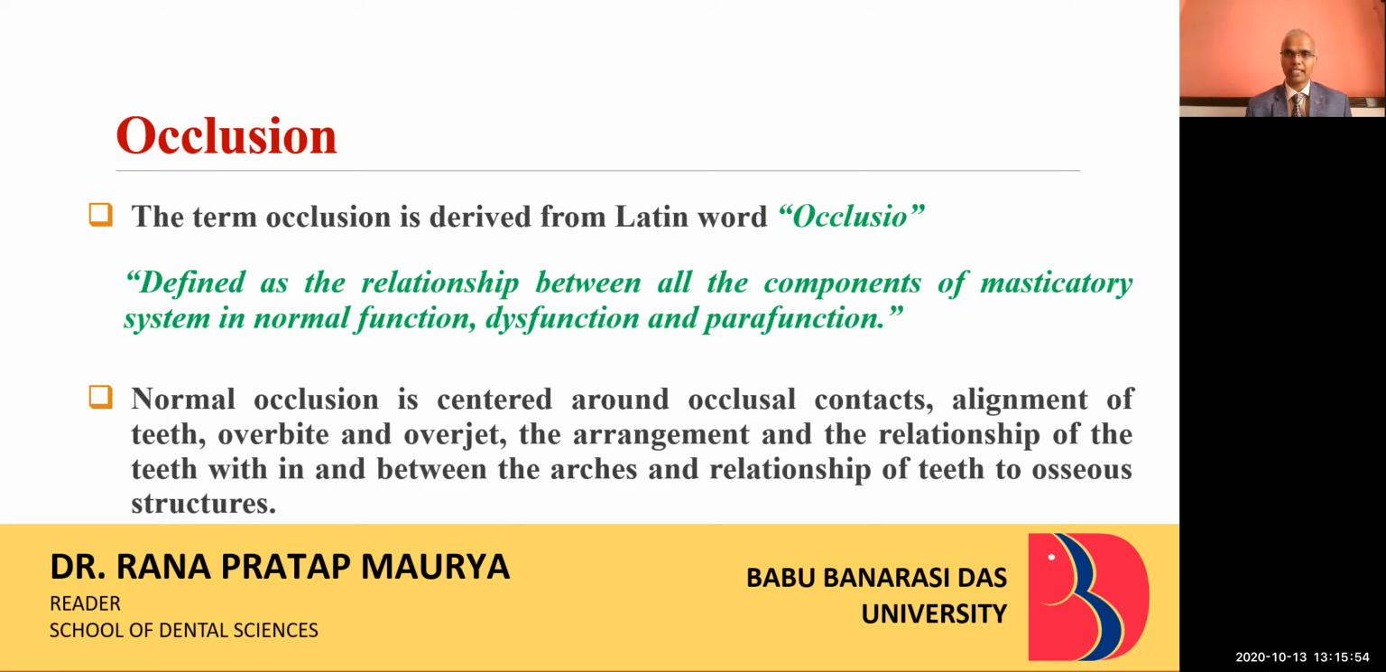The components of the masticatory system include alveolar process, teeth, jaw bones, temporomandibular joints, and the muscles and ligaments attached to these joints. So normal occlusion is centered around occlusal contacts, alignment of teeth, overbite and overjet, and also the arrangement and relationship of the teeth within the arch and between the arches, and the relationship of teeth to osseous structures, that is bones and TM joints.